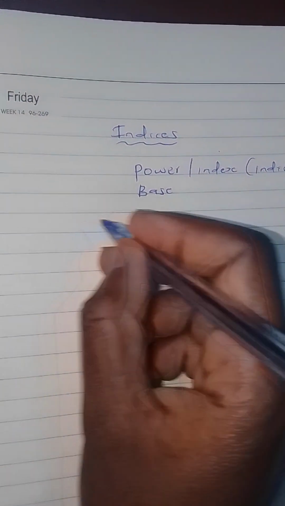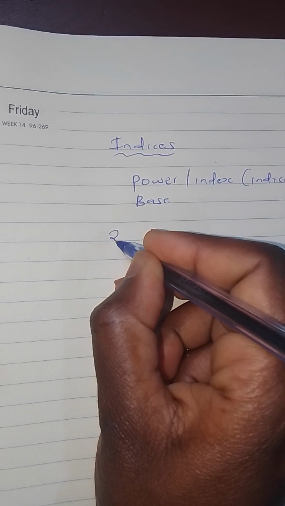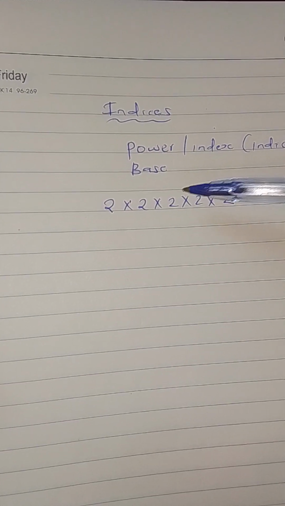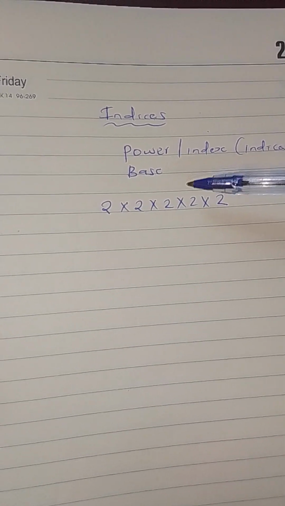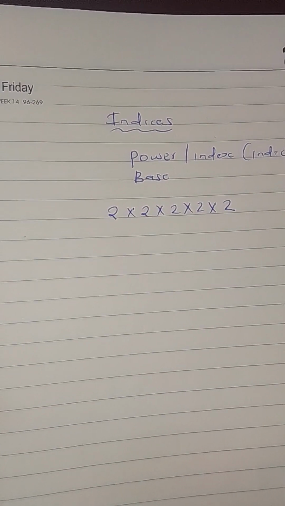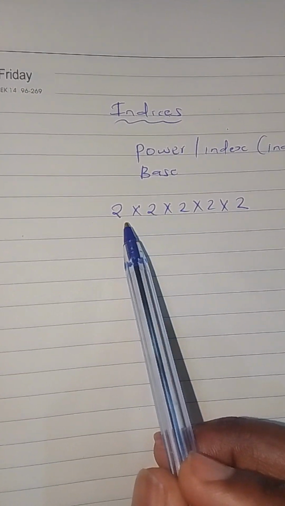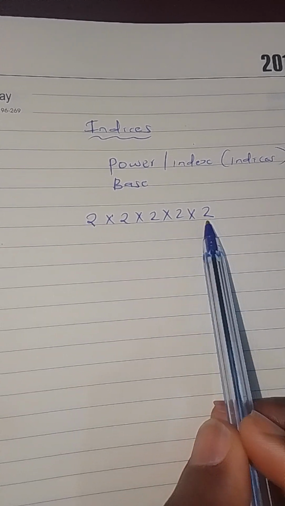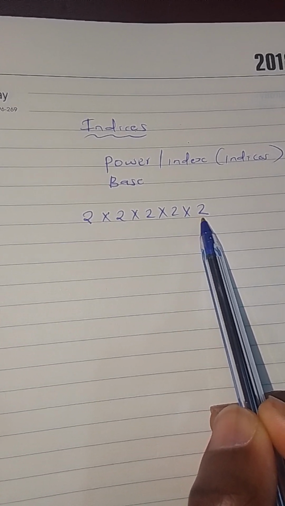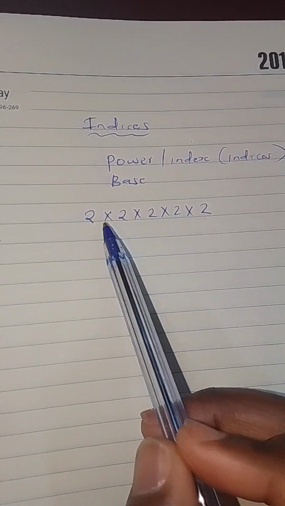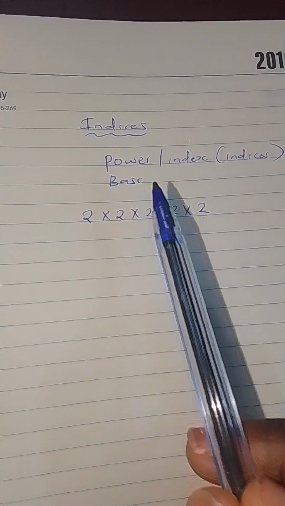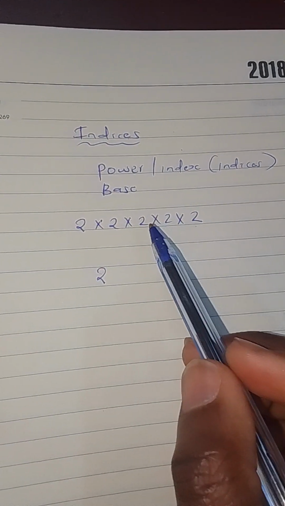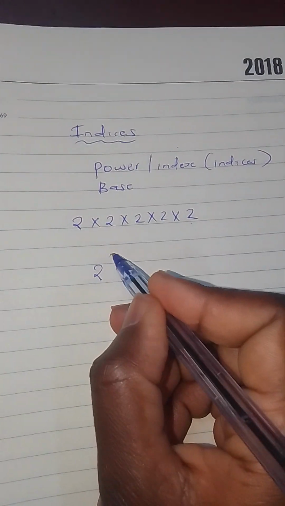So let's say you've been given an expression 2 times 2 times 2 times 2 times 2. Let's say this is an expression. How can you write this expression in power form? So you are going to count the number of times 2 appears. That is 1, 2, 3, 4, 5. So the number 2 is appearing 5 times. So you are going to pick only 2, and then how many times is 2 appearing? 5 times.